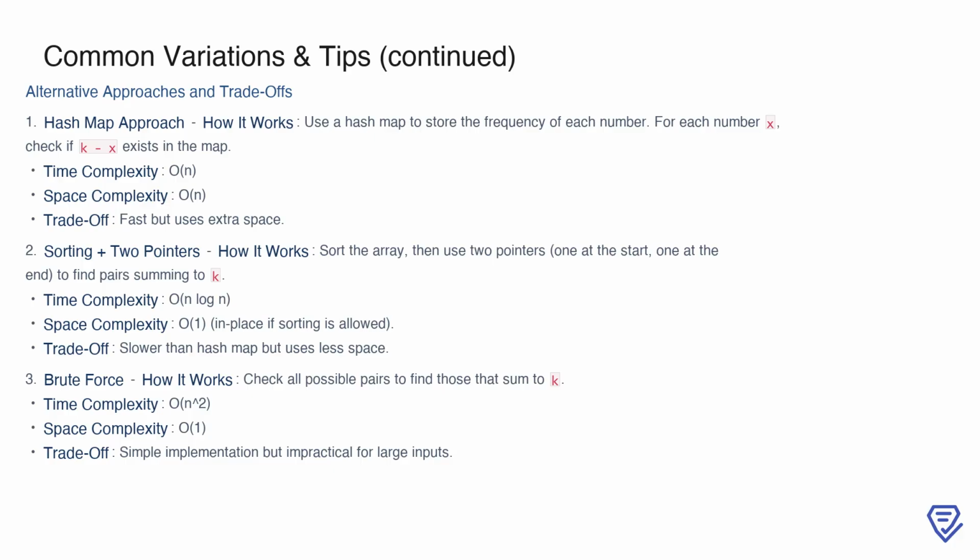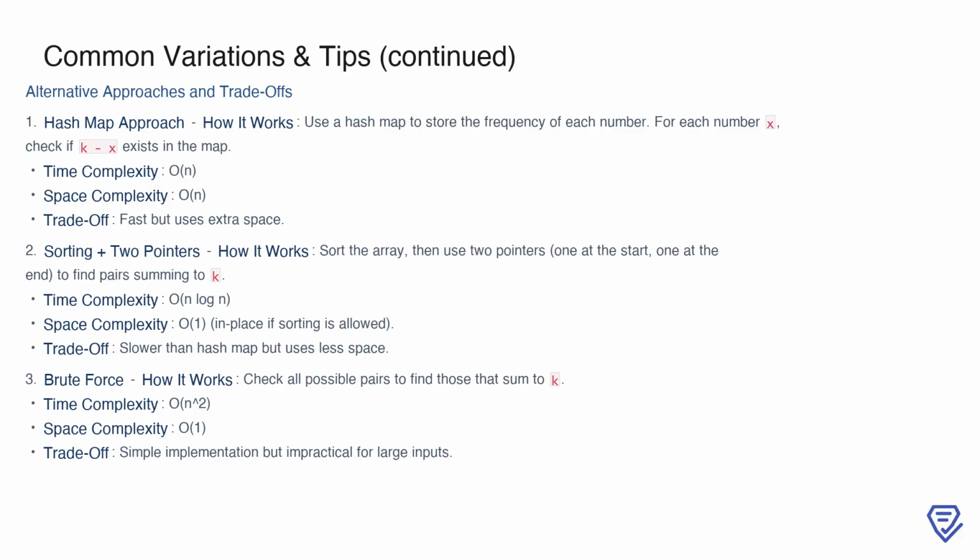Another option is the sorting and two-pointer approach. By sorting the array first, you can use two pointers, one starting at the beginning and the other at the end, to find pairs that sum to k. This approach has a time complexity of O(n log n), due to the sorting step, and a space complexity of O(1) if sorting is done in place. While slower than the hash map method, it uses less space, making it a good choice when space is constrained.